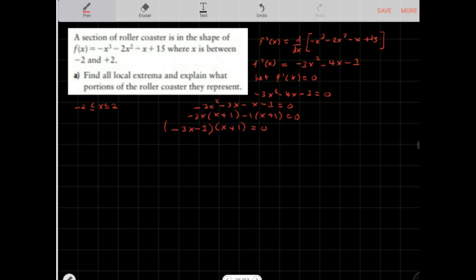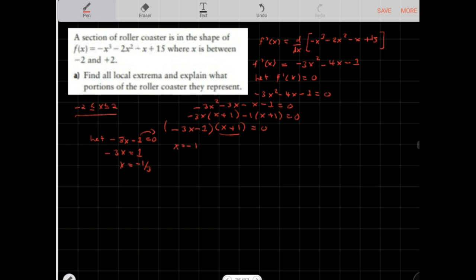Okay, so let's solve for these two critical points. I'm going to let negative 3x minus 1 equal 0, move the 1 to the other side. Negative 3x is equal to 1, x is equal to negative 1 over 3. However, this is not in the interval, so we're going to omit this value. Okay, however, x plus 1 is, it is in the interval. Sorry about that. Made a mistake. So it is in the interval, so we don't have to omit the value. It's between negative 2 and positive 2. Let's take a look at the next factor. X is equal to negative 1, right? So x is equal to negative 1 is our second solution.